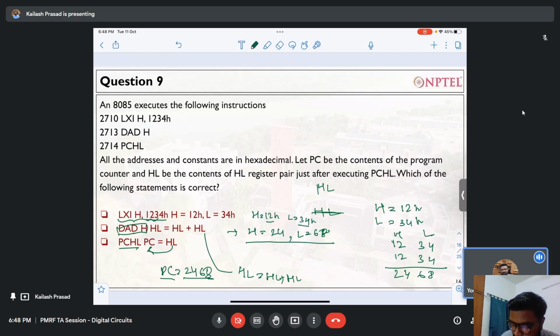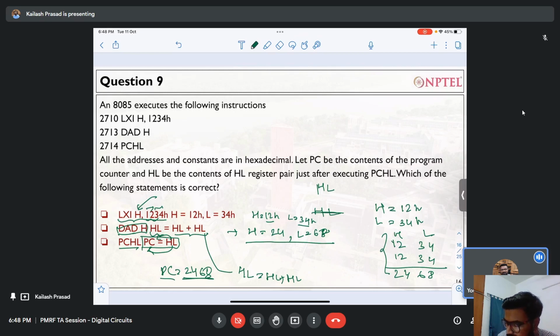It was extremely simple. LXI H means you put the first part in H, the second part in L, done. Then you add HL2 with HL and store in HL, right? That part is done over here. And then you copy HL into the program counter. So that part is done in here. So this statement means that PC and HL are the same.